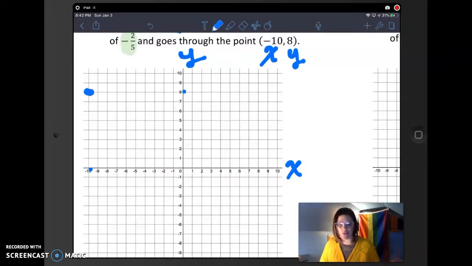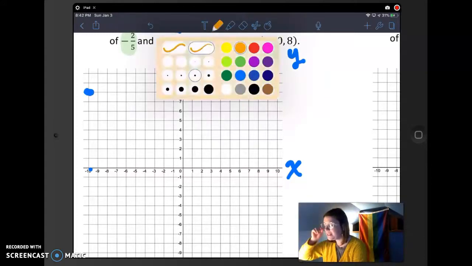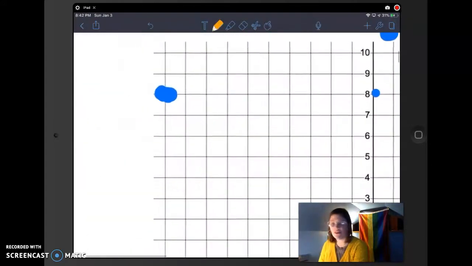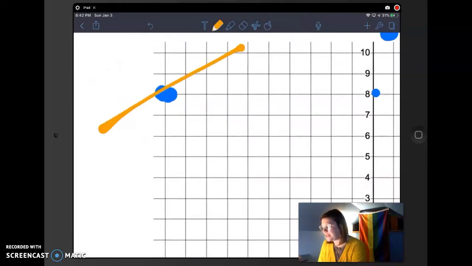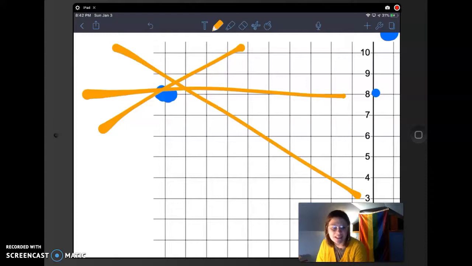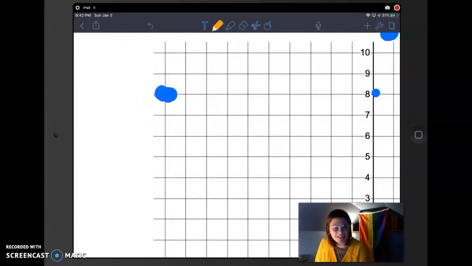Not really. There's a few more steps. So we know that the line is going to go through this point, but any line could go through this point. We could have a line that goes like this. We could have a line that goes like this. We could have a line that goes like this. It could be any line. How do we know which line it is?